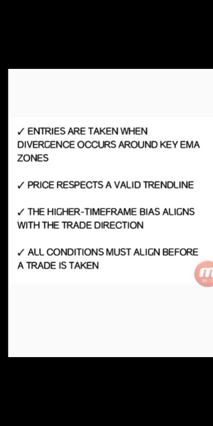Entries are taken when divergence occurs around key exponential moving average zones. Price respects a valid trend line. The higher time frame bias aligns with the trade direction. All conditions must align before a trade is taken.